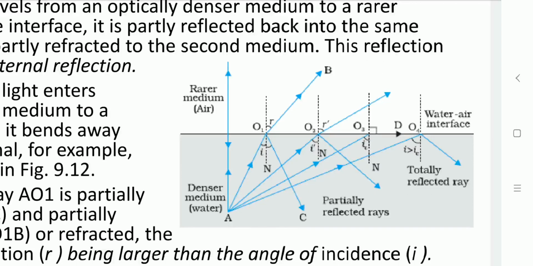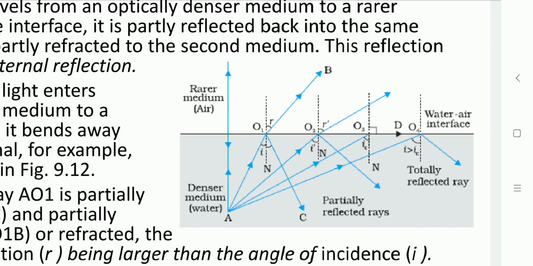Now take the third case, focus on the O3 point. Here we are still increasing the angle of incidence. At this point, no light ray is reflected back into the water or refracted into the air. That particular ray of light makes 90 degrees with respect to the normal, and that light ray propagates through the interface. That is known as the critical angle of incidence, IC.